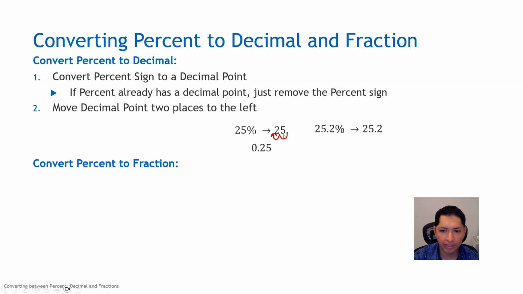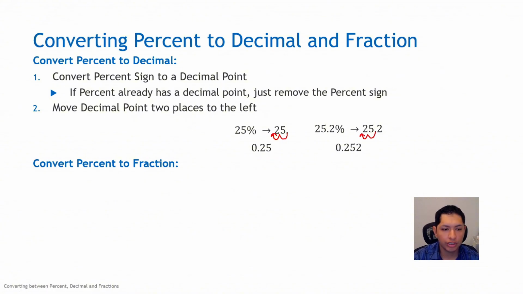Looking at 25.2%, this percent already has a decimal point. So I'm not going to convert the percent sign into another decimal point. All numbers should only have 1 decimal point. So in this case, I am going to just drop the percent sign and use the existing decimal point. And then I move on to step 2. Same as before, I will move this decimal point 2 places to the left, and it becomes 0.252 as a decimal.